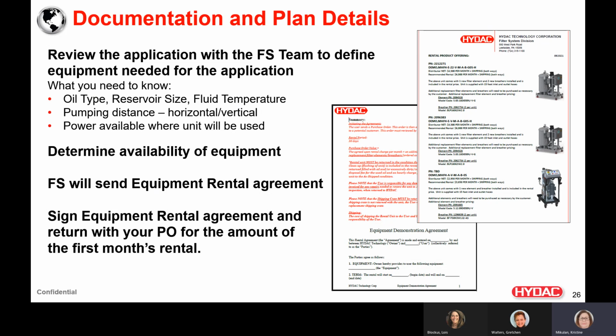As I mentioned, most of our products are going to be 460 volt three-phase units. If we don't have that power available at that location, we will perhaps need to go another way with a unit. We will then determine the availability of the appropriate equipment. The Filter Systems team will send the equipment rental agreement to you for review. You will then sign the rental agreement and return that to us with a purchase order for the amount of the first month's rental.